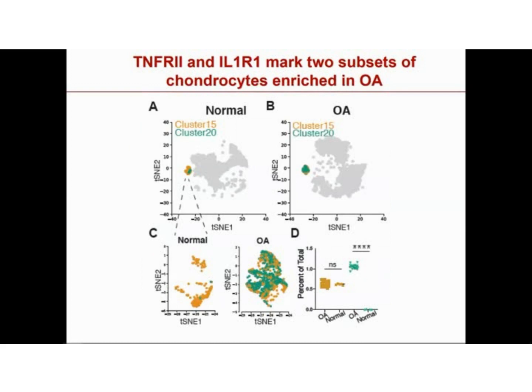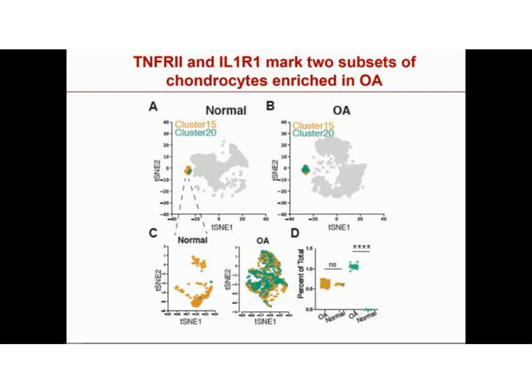So there were 2 clusters which we noticed were actually quite distinct from the rest of the clusters, and these were clusters 15 and 20, which were marked by TNF-R2 and IL-1R1. So they were double positive for these 2 inflammatory markers. And while cluster 15 is present in normal cells as well, cluster 20 was present only in the OA cells, and it was significantly much more enriched in the OA cells as compared to normal cells.